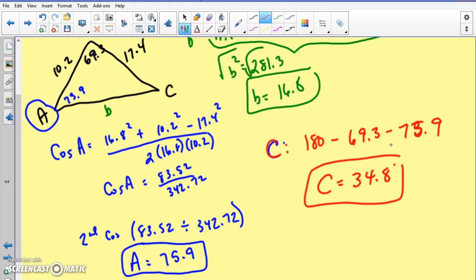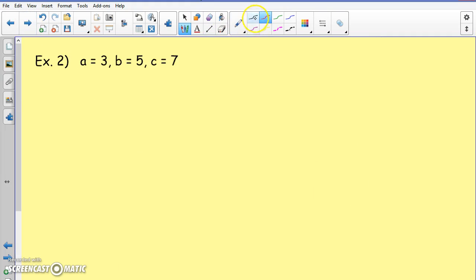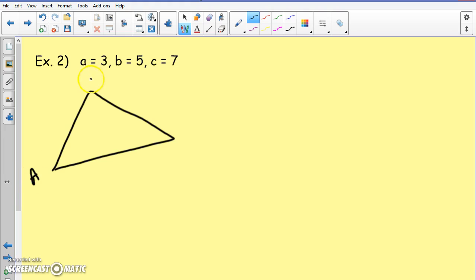So really this is just a matter of plugging values into our formula. So let's take a look at our second one. So let's go ahead and make a sketch of our triangle. Okay. Label my angles. It doesn't matter. Just make sure the lowercase letters go directly across from the capital letters. So 3 is across from A, 5 is across from B, 7 is across from C.